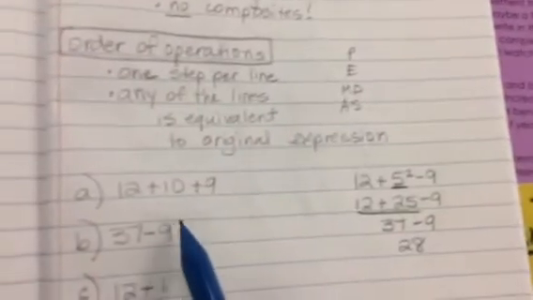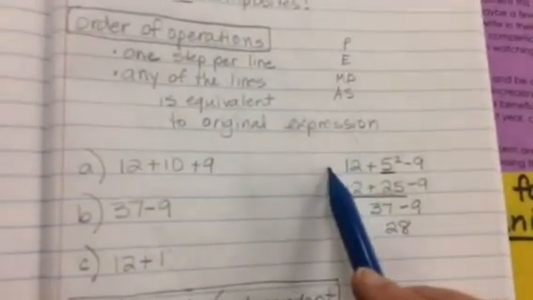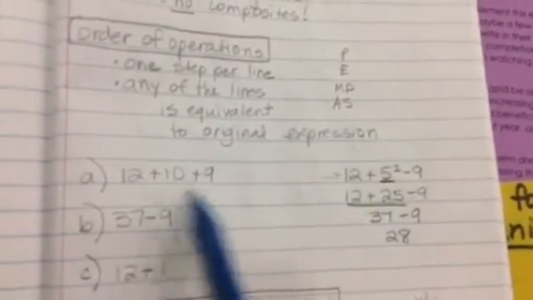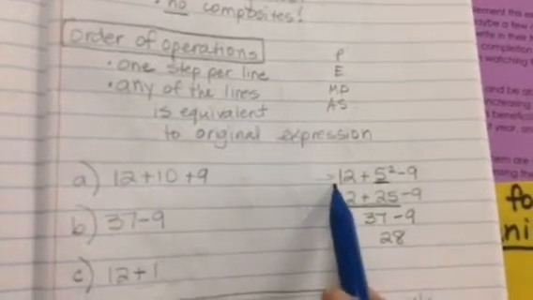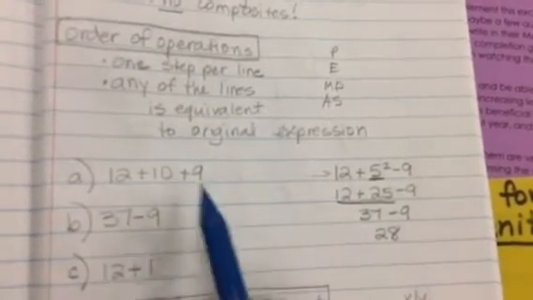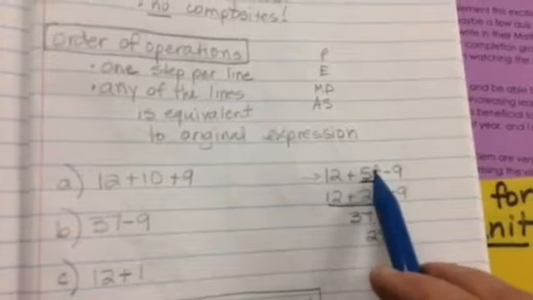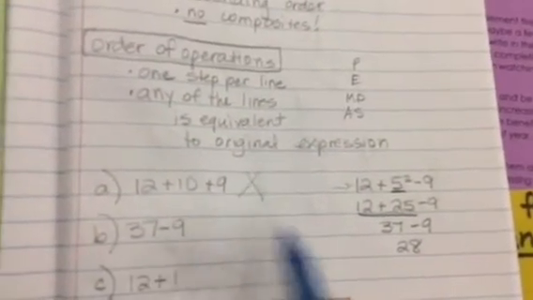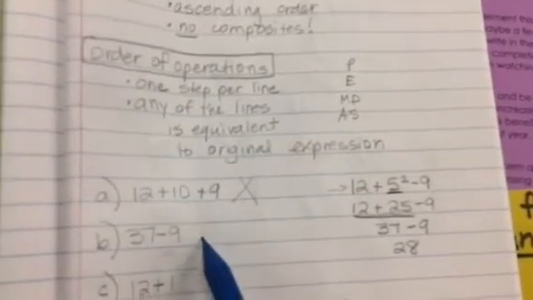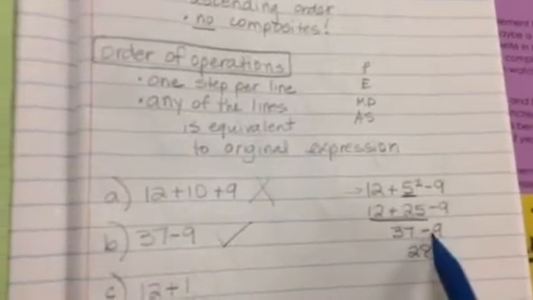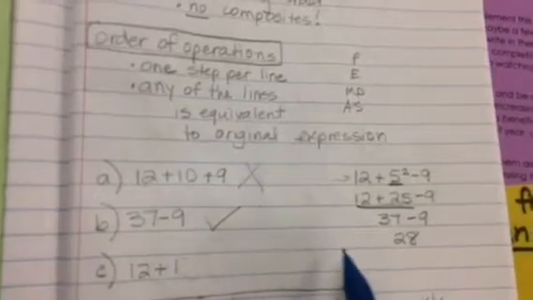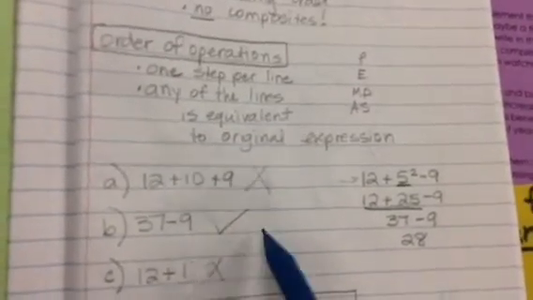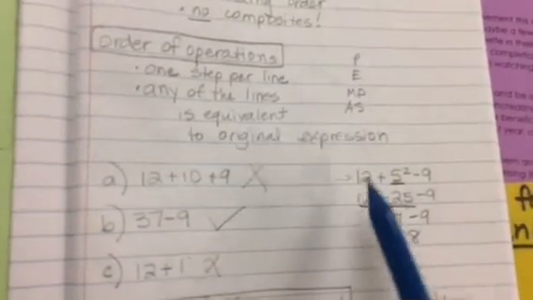So let's go over here. Which of these is equivalent to my beginning expression? 12 plus 10 plus 9 is not one of my lines. What I did here is I said 5 times 2 instead of 25. So no, it's not equivalent. 37 minus 9, yes, that's one of my solution lines. 12 plus 1, no.